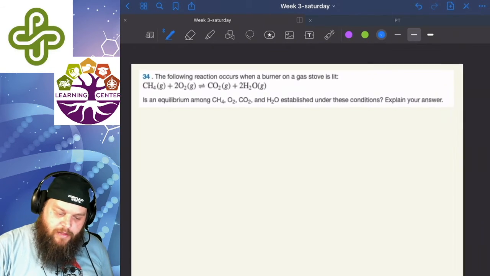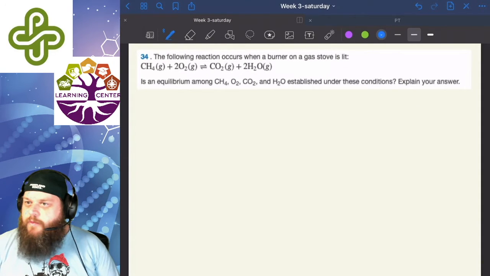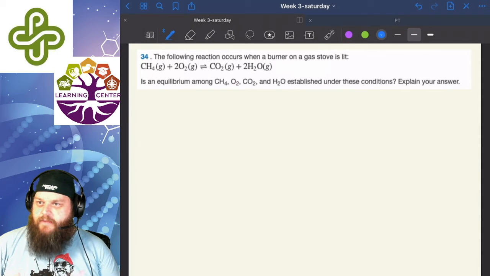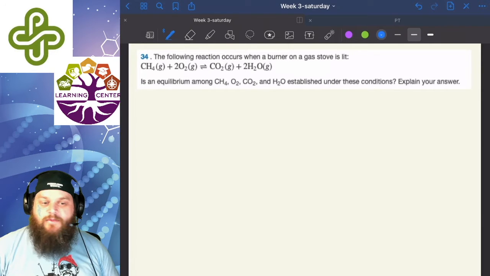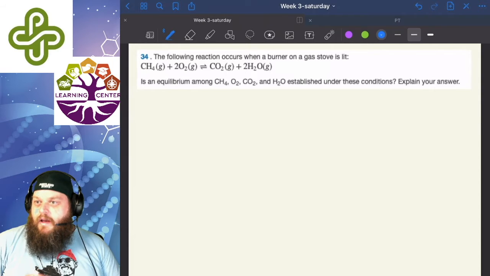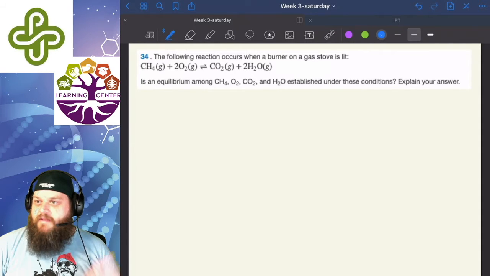Moving on to number 34. This one is more of a conceptual problem. They have the following reaction which occurs when a burner on a gas stove is lit. Natural gas in your homes is usually methane gas. Methane gas is CH4, and when it combines with O2, it becomes combustible and lights. You've all seen, I'm sure, a natural gas stove go on fire. And when that happens, we're producing CO2 gas and H2O gas, so that's water vapor, basically, and CO2 gas.